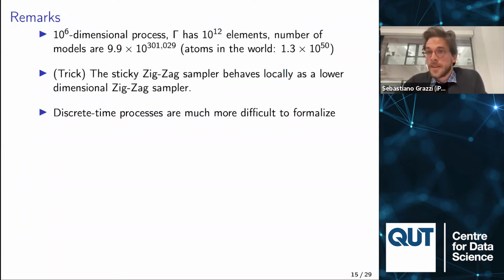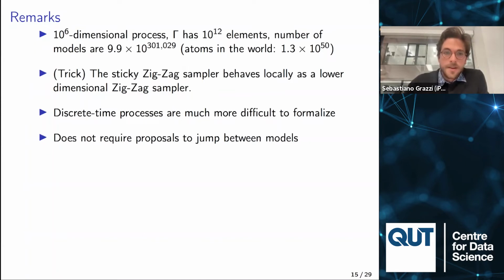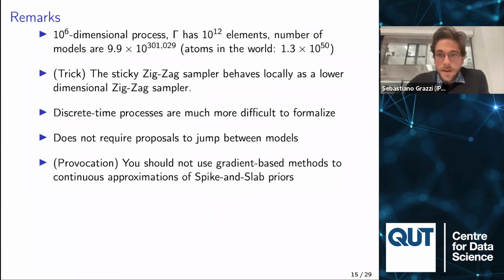If you want to do something similar with discrete Markov chains, it's going to be much harder, because discrete Markov chains jump in space, so the probability of hitting the boundary is essentially 0. As I said, it does not require the proposal kernel to explore models.